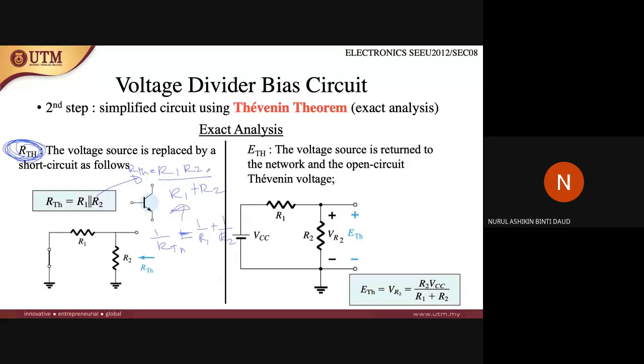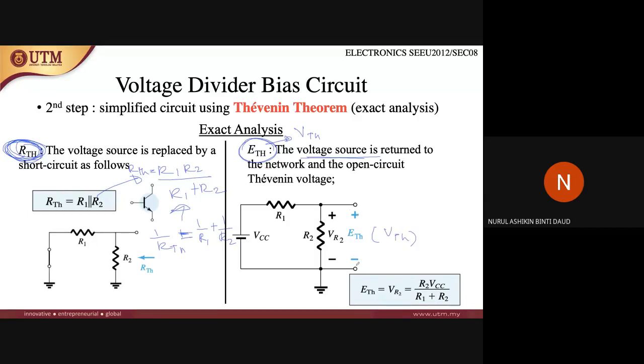Okay, so next, we need to find the ETH, the Thevenin voltage source, the value of the voltage source. Sometimes it's also mentioned as VTH. V and E are the same, only the symbol is different. So next, find the voltage source, where the voltage source is returned to the network and the open circuit Thevenin voltage. Now, we need to find the ETH, also known as VTH.